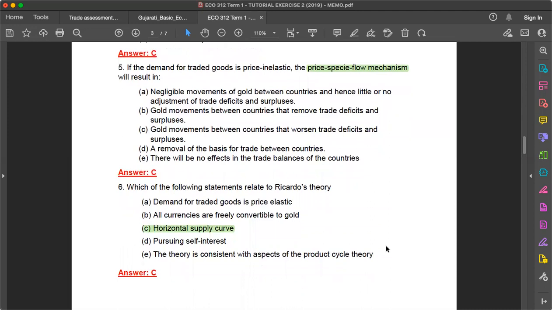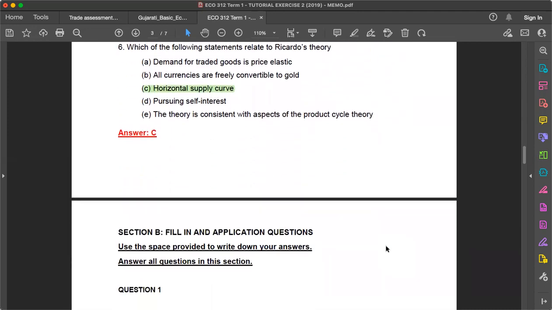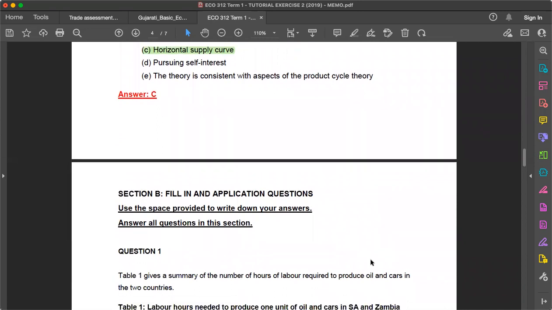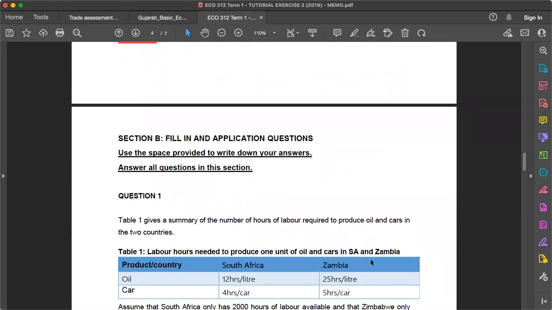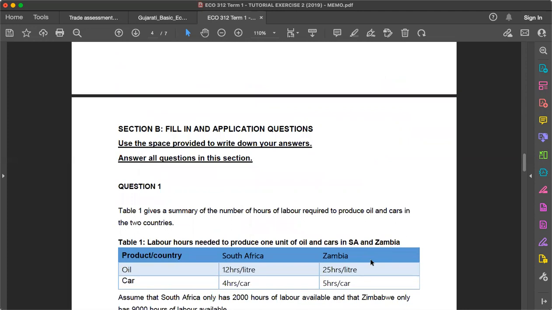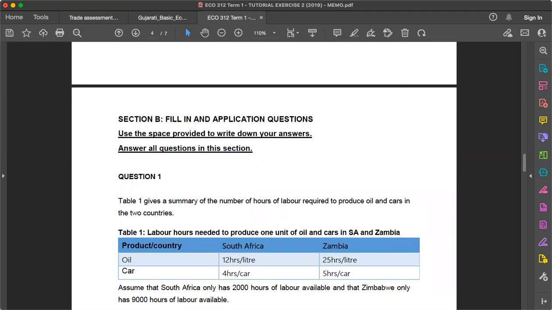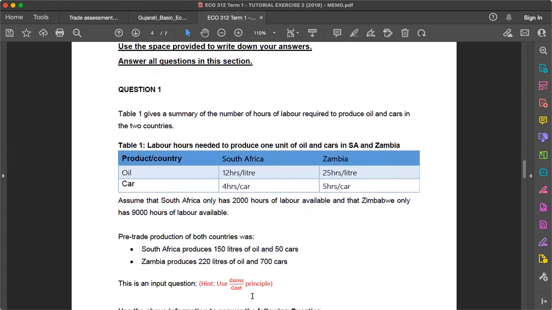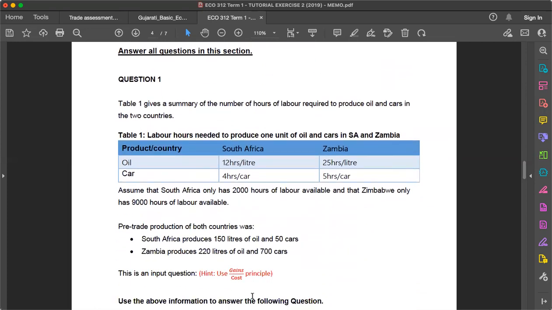Cool. Then section B, it's a bit more comprehensive. Okay, I didn't expect that. So that's the end of the MCQs. So here you're supposed to calculate and provide answers, apply yourself in these questions. So you have this scenario where you have South Africa and Zambia and the following products: liters of oil, and the number of cars, right?